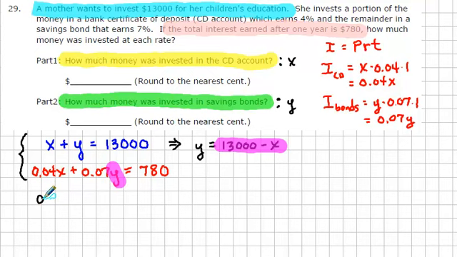So using the method of substitution, I'm first going to rewrite the first equation. If x plus y is equal to 13,000, that means that y is equal to 13,000 minus x. So at this point we take 13,000 minus x and substitute that for y in the second equation. So we get 0.04x plus 0.07, and instead of y we'll put 13,000 minus x in its place, and then that's equal to 780. Now we've got a single equation and x is the variable, so we'll solve this equation for x.